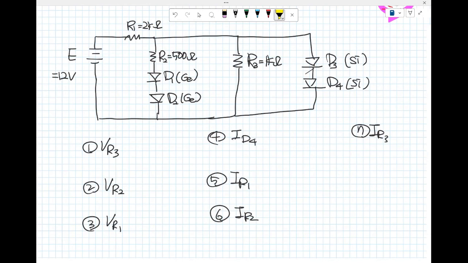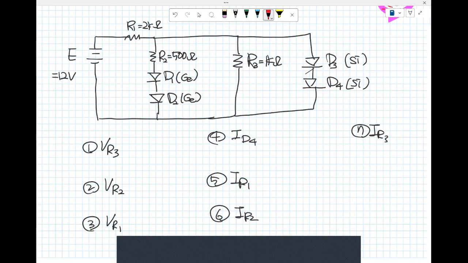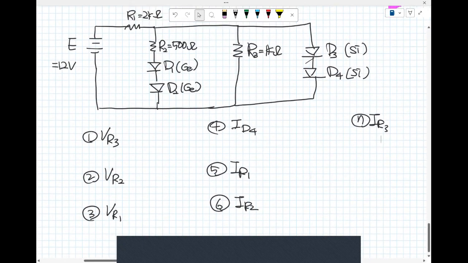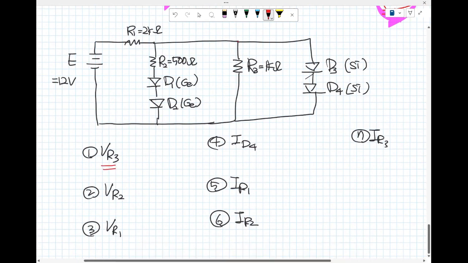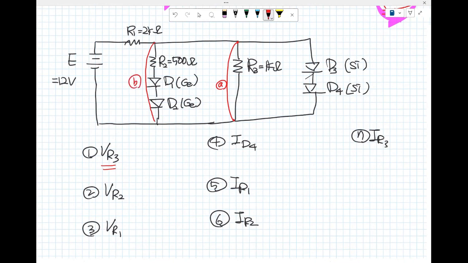Okay. This is the last. I think we have one more question, but okay, here we go. So right there, what is the V sub R sub 3? Okay, so now that point A, that point B, that point C, that point D. So A, B, C, D.